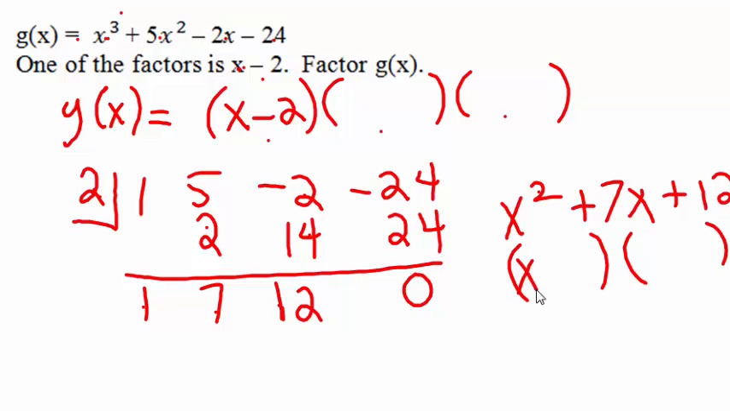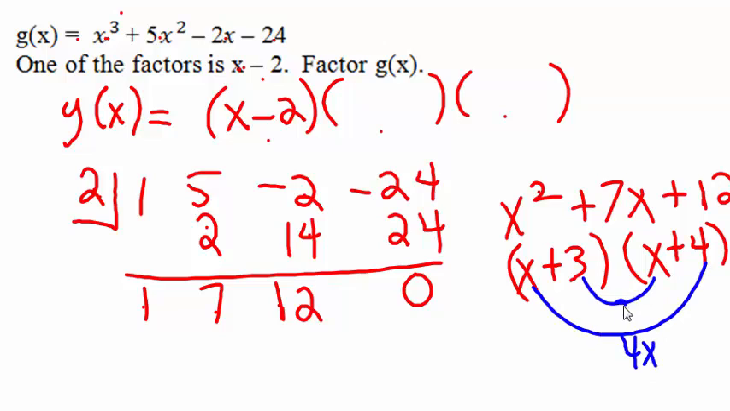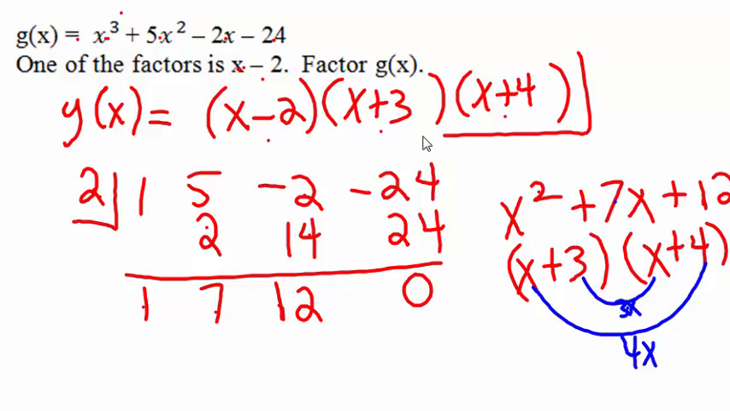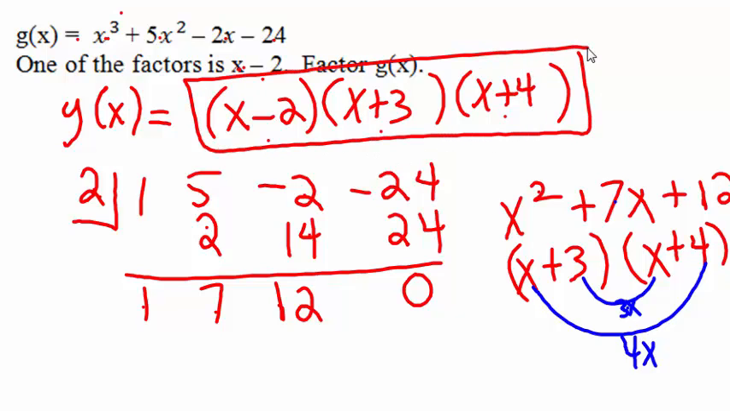x squared comes from x times x. 12 could come from a number of things. I believe that one that works out here is plus 3 and plus 4. I'll double check it. If I were to distribute this back out, I would get a 4x and I would get a 3x. These would combine to give me the 7x in the middle. That tells me my remaining 2 factors are x plus 3 and x plus 4, and this altogether would be the factored version of g of x.